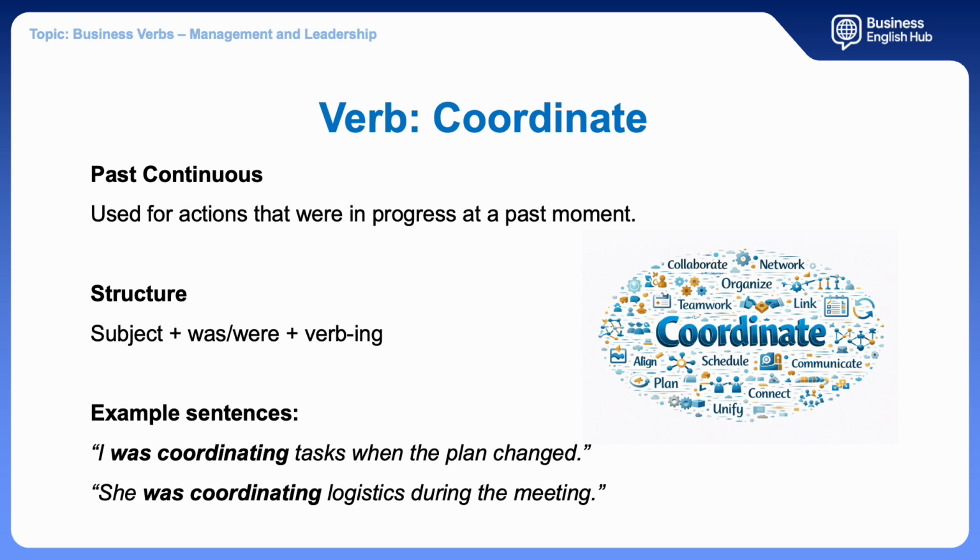The past continuous of the verb coordinate is used for actions that were in progress at a past moment. The structure for this is subject plus was or were plus the verb ending in ing. Example sentences include: I was coordinating tasks when the plan changed. She was coordinating logistics during the meeting.